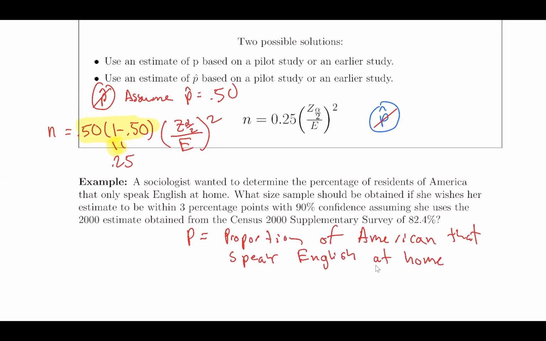So that's what P is. That's what we're trying to find. We're trying to find the proportion of Americans that speak English at home.